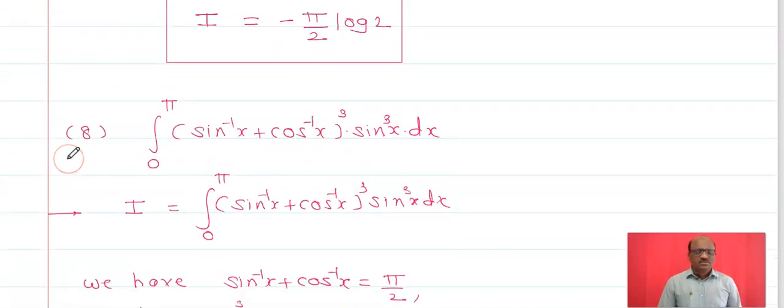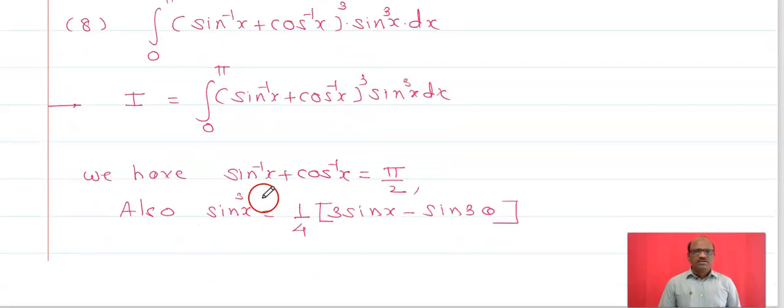Now next is number 8, the integral from 0 to pi of the bracket sin inverse of x plus cos inverse of x, cubed, into sin cube x dx. Now here there is one more formula: sin inverse of x plus cos inverse of x is equal to pi by 2. Also, sin cube x is equal to 1 by 4 into the bracket 3 sin x minus sin 3x. Here it is x, not theta.